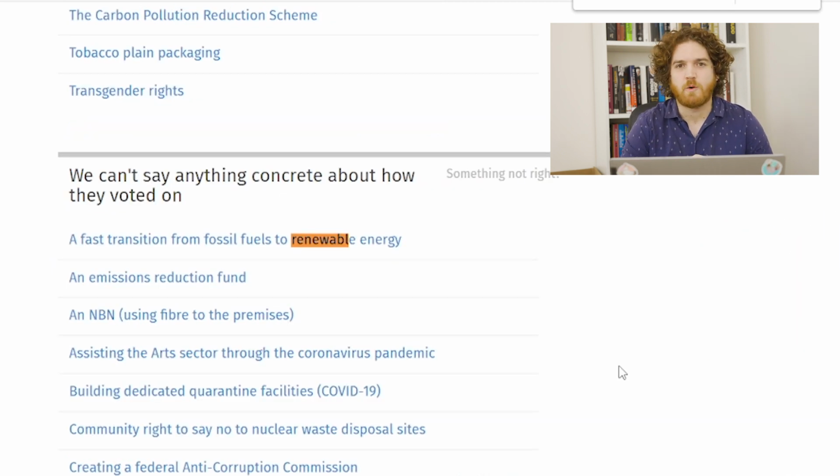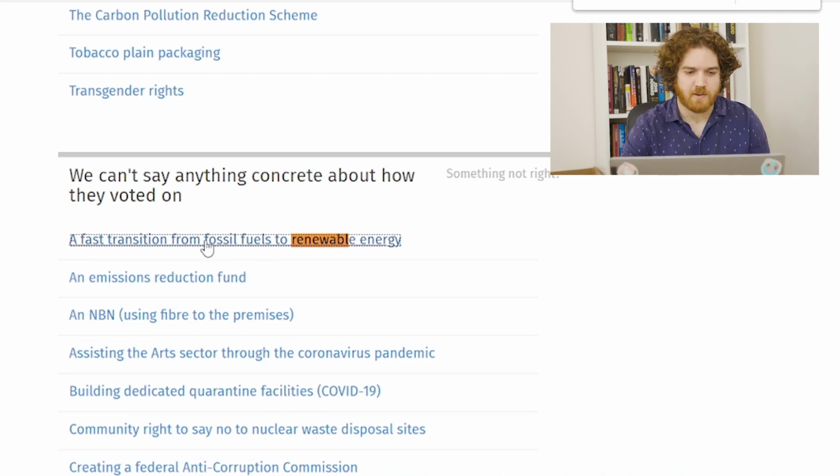It also has a section for where we can't say anything concrete about how a person has voted, because people are not always in the chamber, they're not necessarily always recorded in divisions. So we also can't say if Morrison has concretely voted for a fast transition from fossil fuels to renewable energy, simply because he has not voted on issues of that. So they're actually lumping these things into sometimes broad categories.